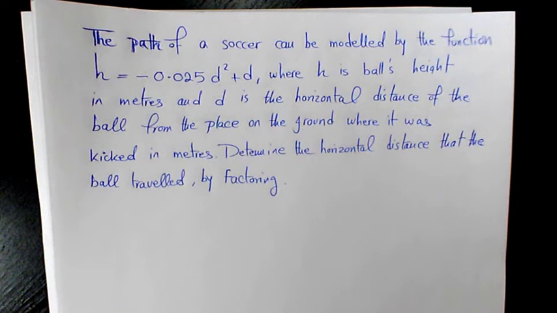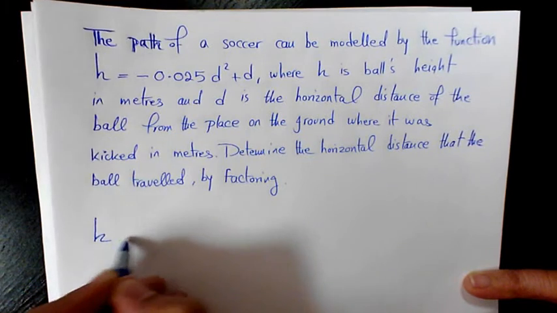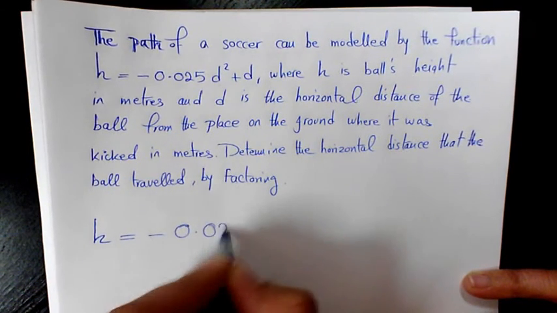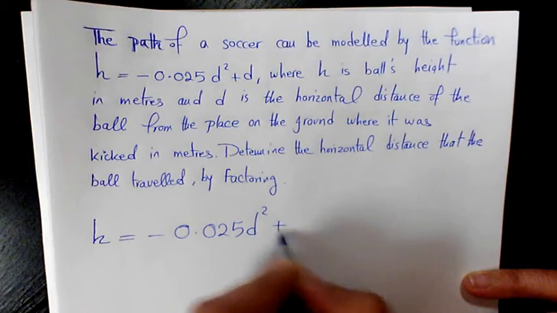The first one says the path of a soccer ball can be modeled by the function h equals negative 0.025 d squared plus d, where h is the ball's height in meters and d is the horizontal distance of the ball from the place on the ground where it was kicked, in meters. Determine the horizontal distance that the ball traveled by factoring.